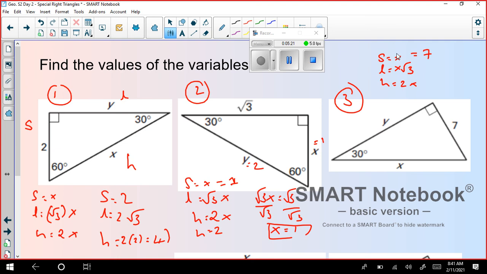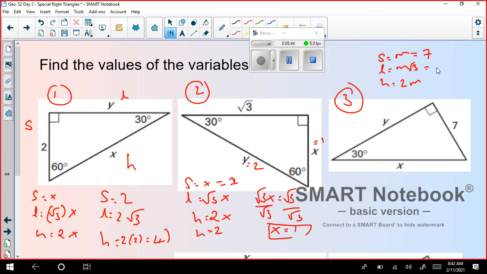You can use some other term. Let me use m this time, because they already have x in this particular problem. So if the smallest leg is m, then the longest leg will be m root 3, and the hypotenuse will be 2m.